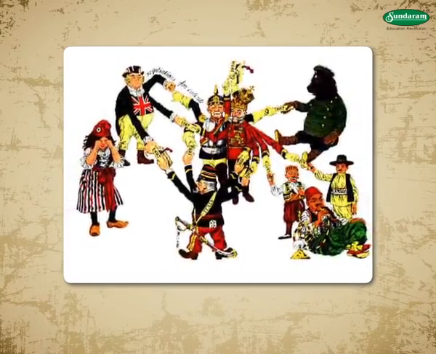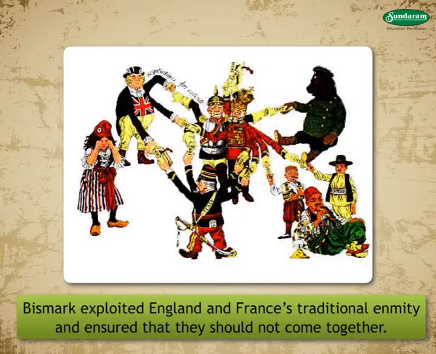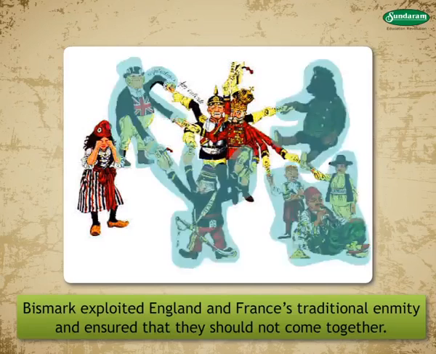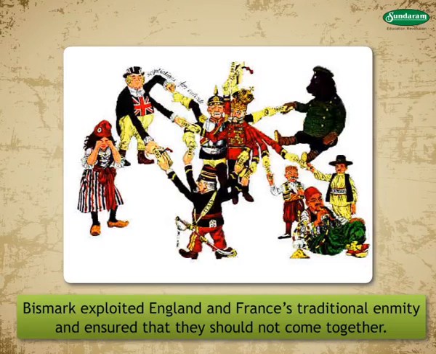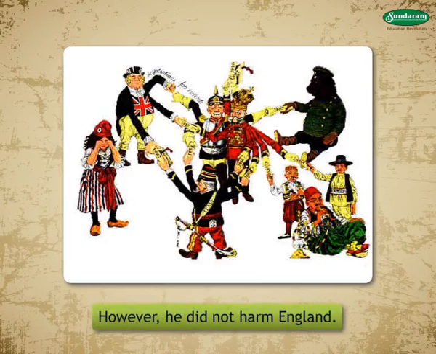In this cartoon, you can see Marianne, the national emblem of France, crying, while Bismarck at the center has befriended the other European nations. He exploited England and France's traditional enmity and ensured that they should not come together. However, he did not harm England.